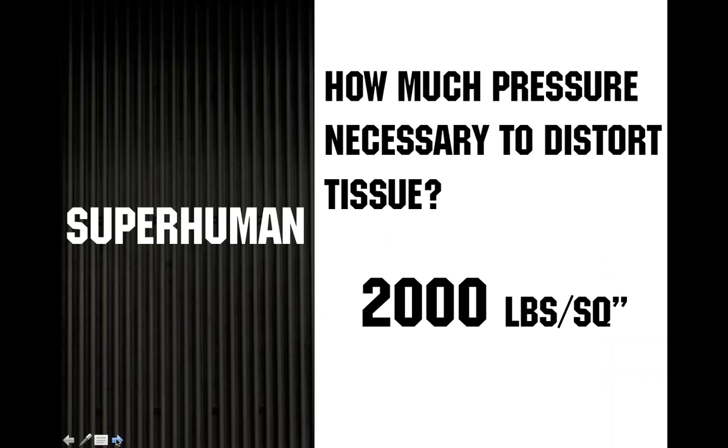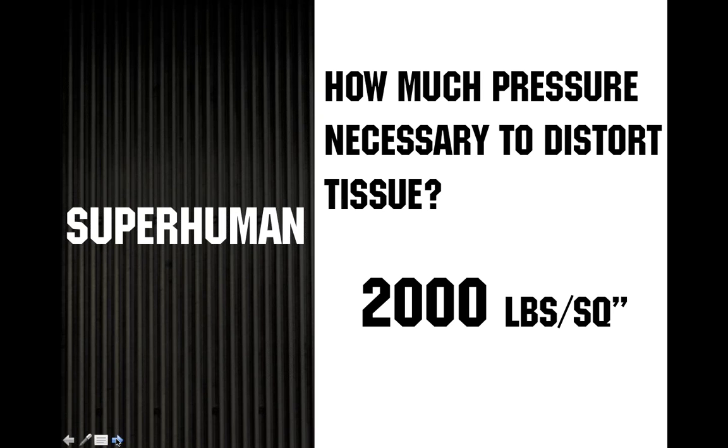So a great quote here by Dr. Robert Schleip is, how much pressure is truly necessary to distort tissue? Roughly 2,000 pounds per square inch. That's astronomical. And maybe in 5 years we'll see this number change, and maybe we'll be completely wrong. But currently, what's showing through some electron microscope technology and some histological studies is that it takes a heck of a lot of pressure.